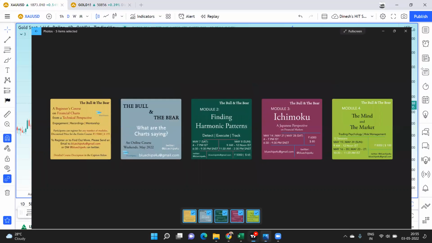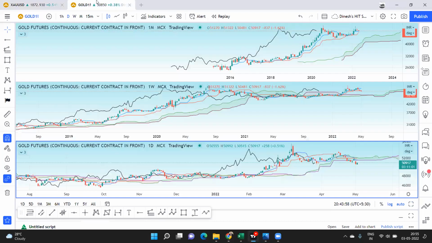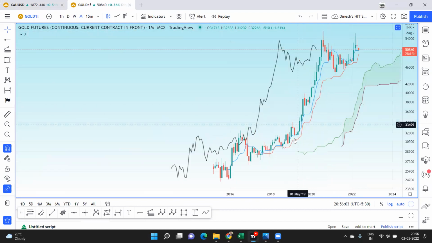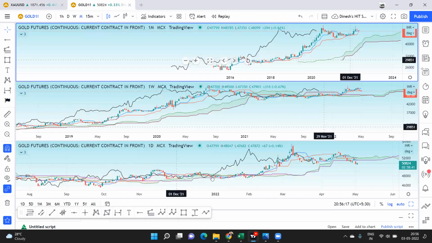So now let's go and look at what the MCX Gold is doing. MCX Gold also, look at the beauty of the Ichimoku in the monthly, constantly holding on to the baseline, never broken the baseline right from 2018. You can see how well it has held on to this particular level and moved on with it.